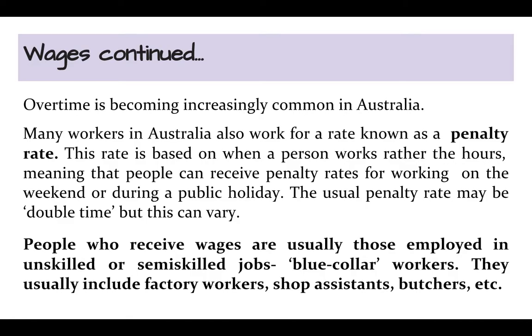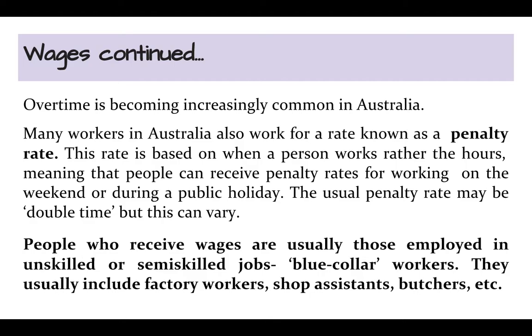This is usually known as double time. Now, a lot of businesses sometimes on a Sunday will provide time and a half. So you get paid for the time that you work plus half of that time as a penalty rate, as a bonus. On a public holiday, you get double time. So if you earn $6 an hour, on a public holiday, you'll earn $12 an hour.